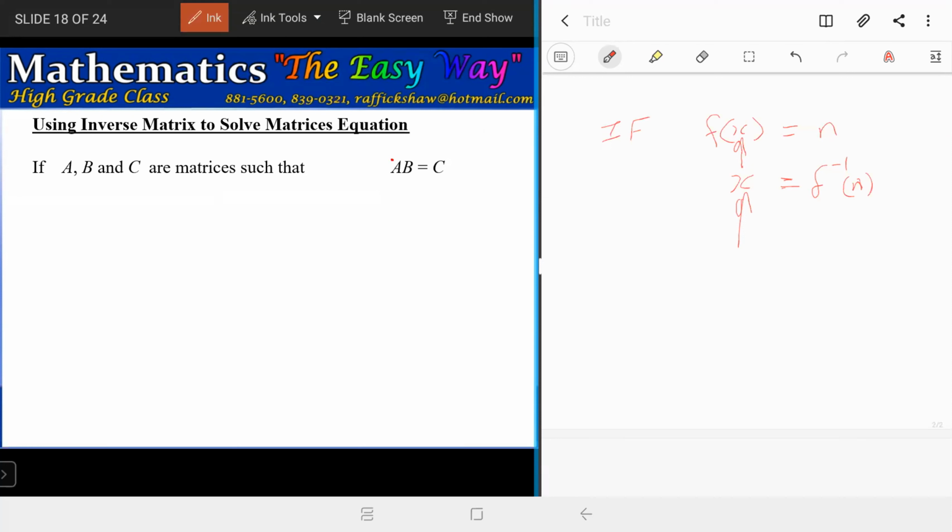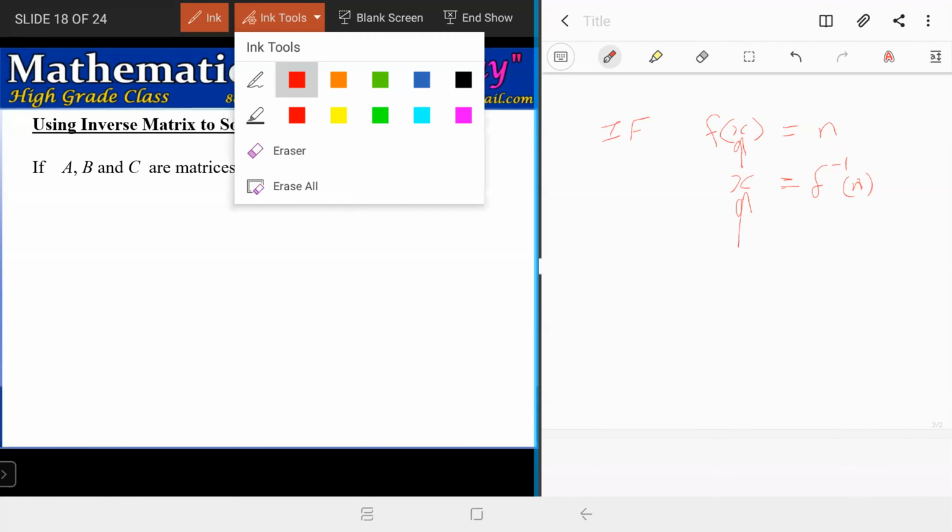Right? You have to get rid of the A. So to get rid of the A, what you have to do in matrices is multiply it by the A to the minus 1. But if I multiply the left side of the matrix by A to the minus 1, I also have to multiply the right side by A to the minus 1. All right? And basically that's it.